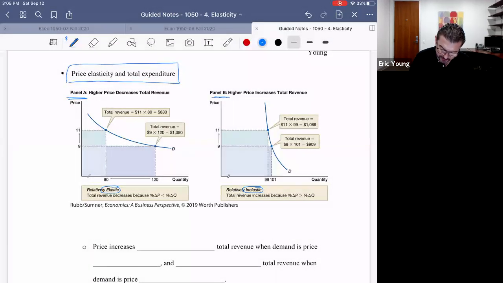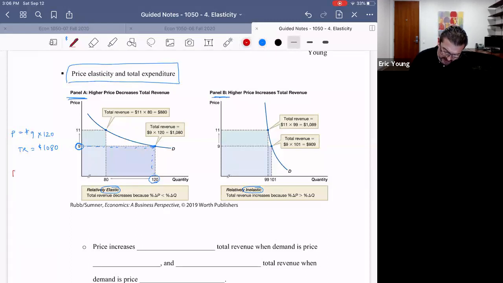Suppose that we start at a price of $9. Note that at a price of $9, we go across, we hit it, we go down. At $9, 120 units are sold. Therefore, at a price of $9, total revenue, meaning the receipts that you're going to get, are going to be equal to $1,080. That's $9 per item sold, selling 120 items.